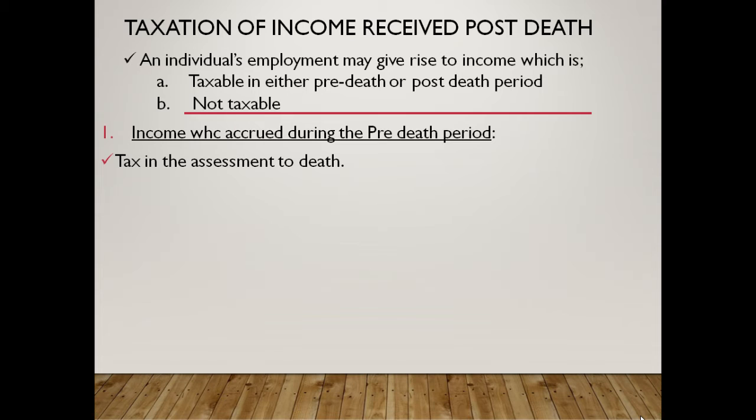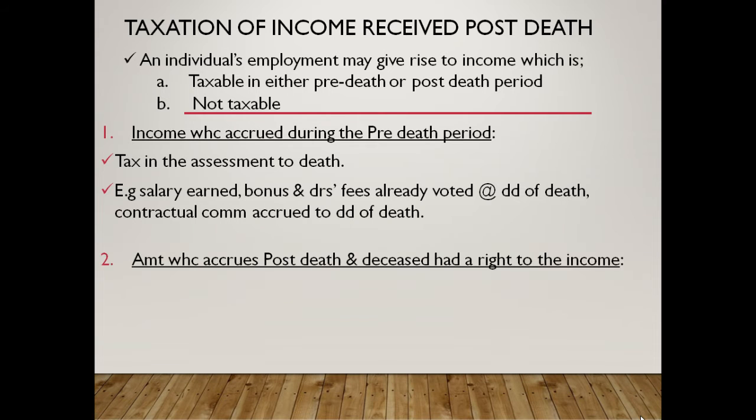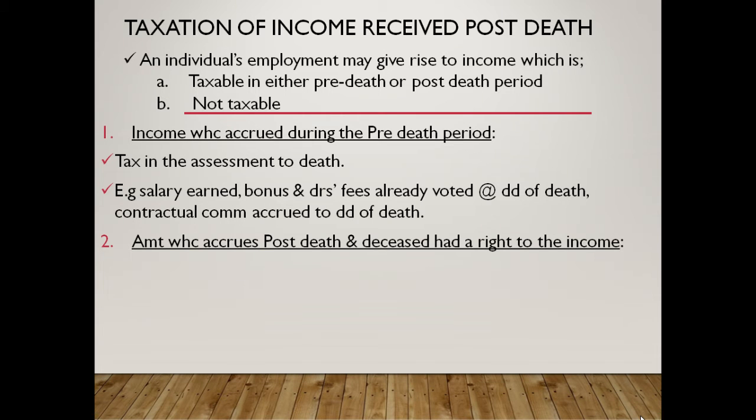So in this case, we are going to tax the bonus or whatever income that accrued before the death in the tax assessment up to death. So that was the example, e.g. salary earned, bonus, and director's fees already voted at date of death, and contractual commission accrued to date of death.